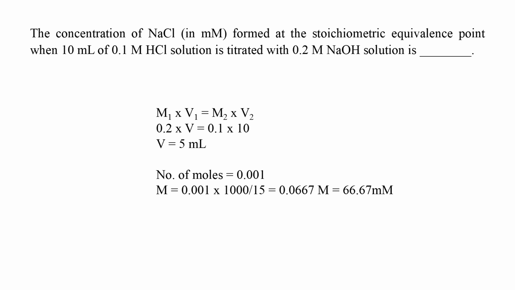The number of moles here is 0.001. So the molarity of NaCl, or the concentration of NaCl, is number of moles into volume in liter, or if this is ml, so it is 1000 divided by 15 ml, which comes out to be 0.0667 molar or 66.67 millimolar. So the answer in this case can be any value between 65 to 67.